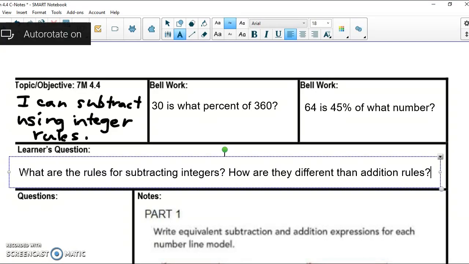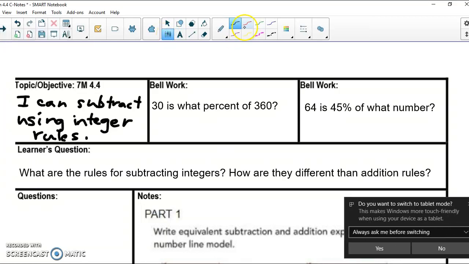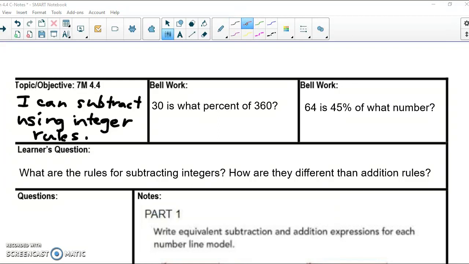And then go ahead and pause the video and take a second to work on our 2 bell work problems here. Bell work 1 and bell work 2, review of percents from last topic.